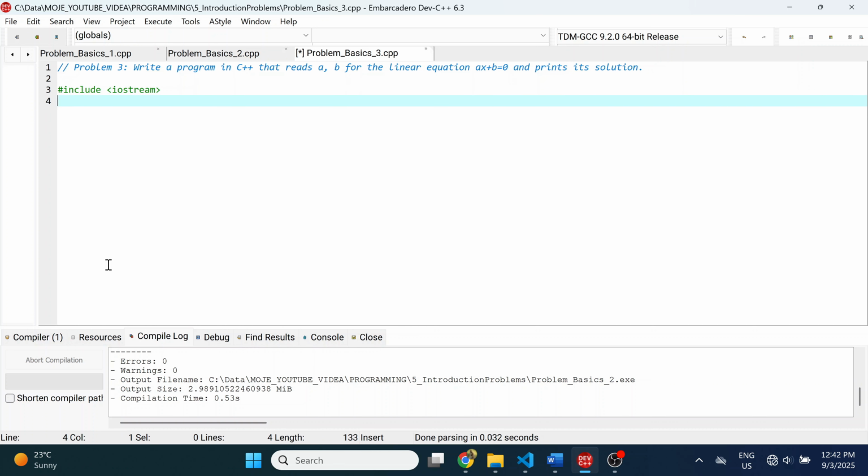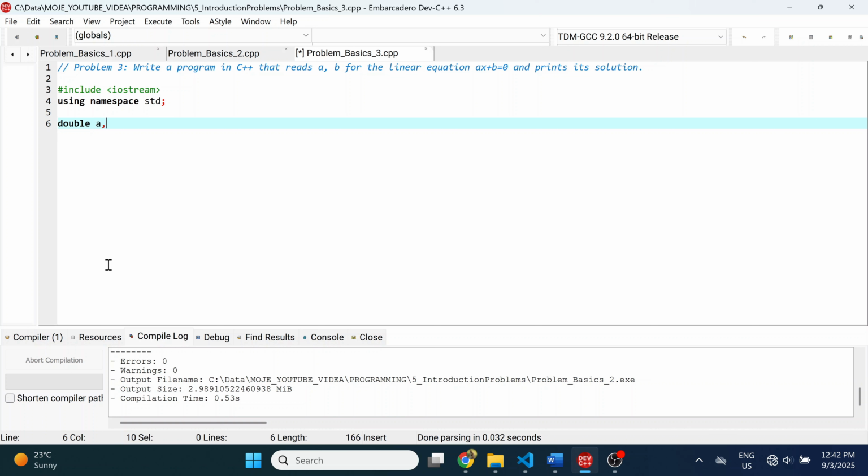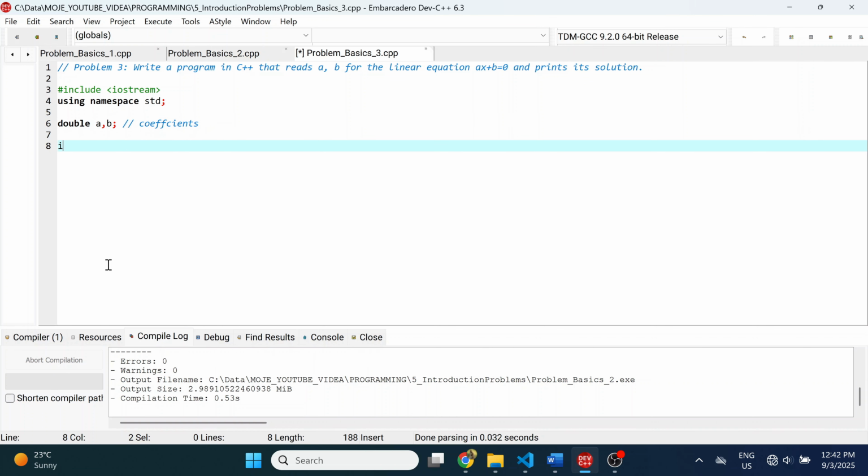I begin by including the iostream library for input and output, and I use the standard namespace. Next, I declare two variables of type double named a and b, which will represent the coefficients of the linear equation. Now I define the main function, which contains the logic for solving the equation.